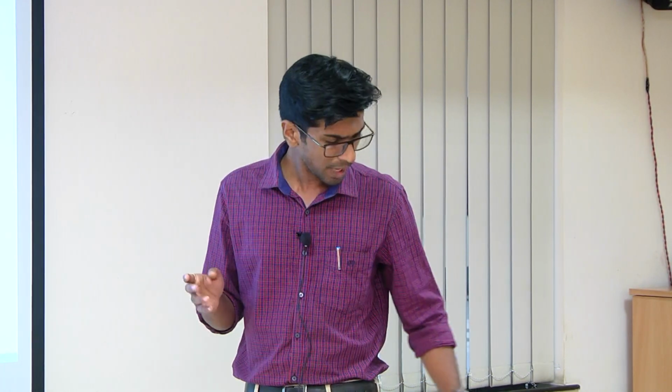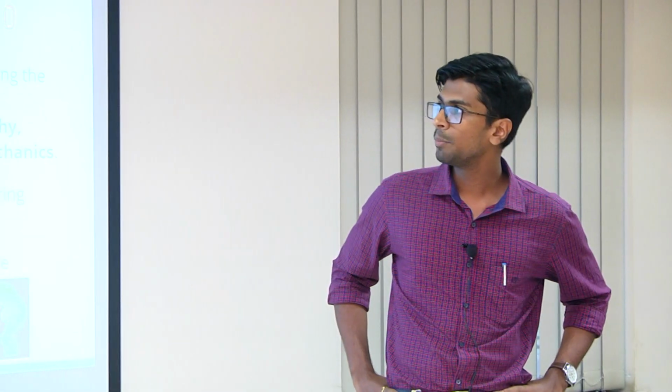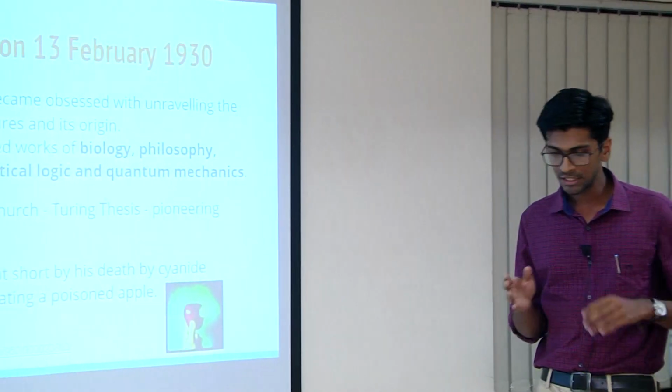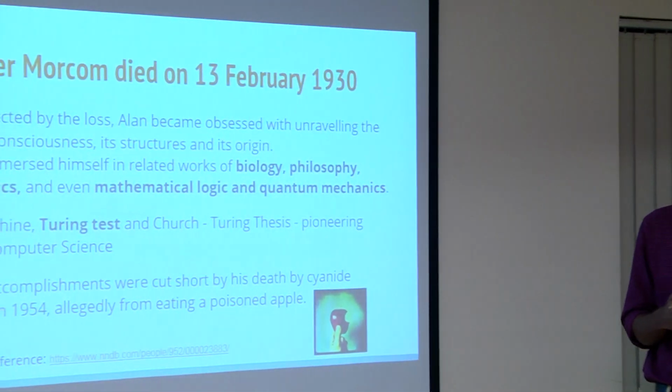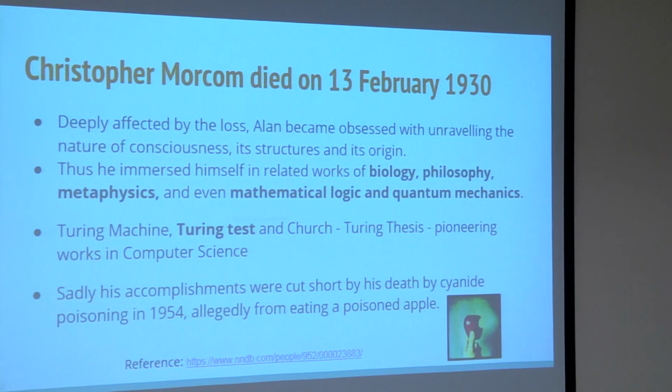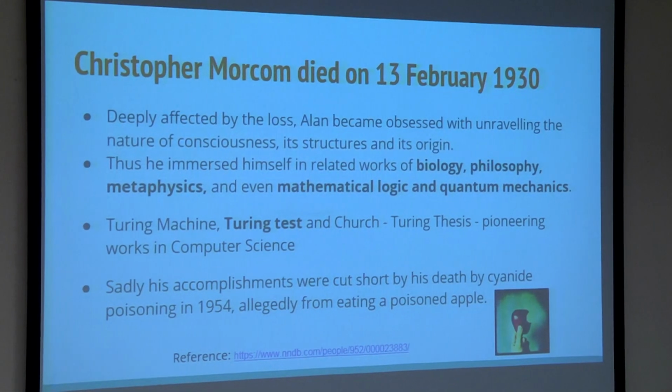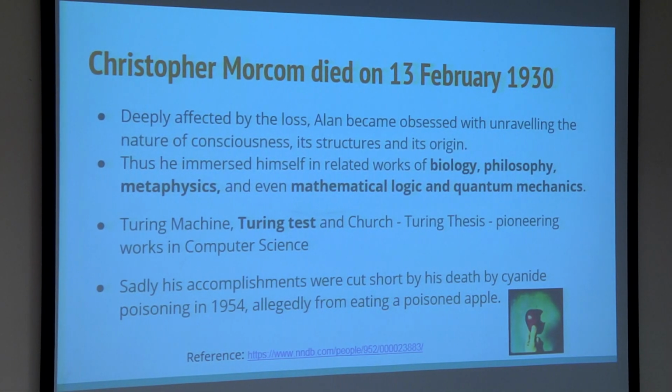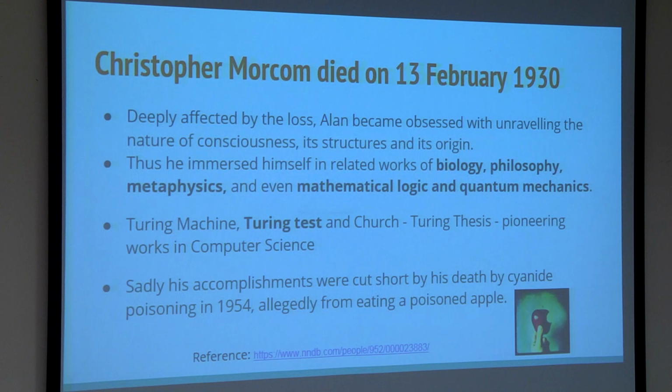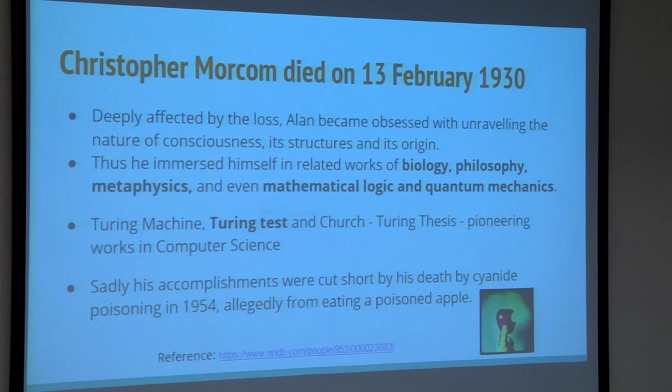So this strong attachment developed into a crush. Alan Turing developed a crush on Christopher. And suddenly Christopher died in 1930 because of tuberculosis. This grief deeply affected Turing, and he investigated the questions of consciousness. What exactly is consciousness? What happens when someone dies? What happens to the mind of that person? So this grief immersed him in studying more about physics, biology, and mathematics.